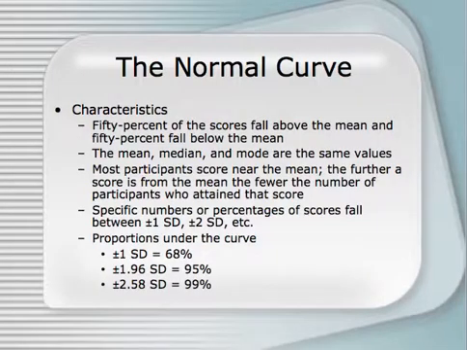Again, the same thing, 50% of all scores fall above the mean, 50% fall below the mean. The mean, median, and mode have the same value. Most participants score near the mean, and the further a score is away from the mean, the fewer number of participants you have. As I said, 99% of the participants are between plus minus 2.58 standard deviations, 95% are between plus minus 1.96 standard deviations.